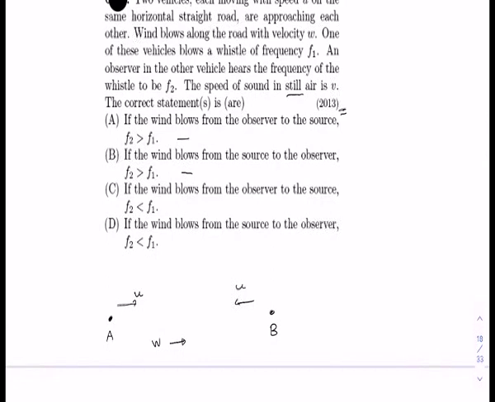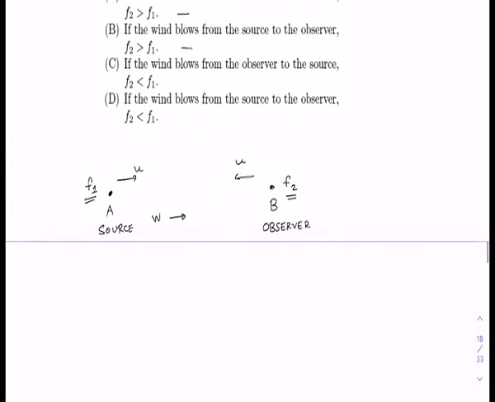and one of these vehicles blows a whistle at frequency f1. Let us say vehicle A blows at frequency f1, and the observer in the other vehicle hears the frequency of the whistle to be f2. Say the observer is B, so let us consider B as our observer and A as our source. Okay, so this is the situation here. Now let us find out the frequency as measured by observer B. So that would be f2, and then it would be with respect to source, that is your source frequency is f1.